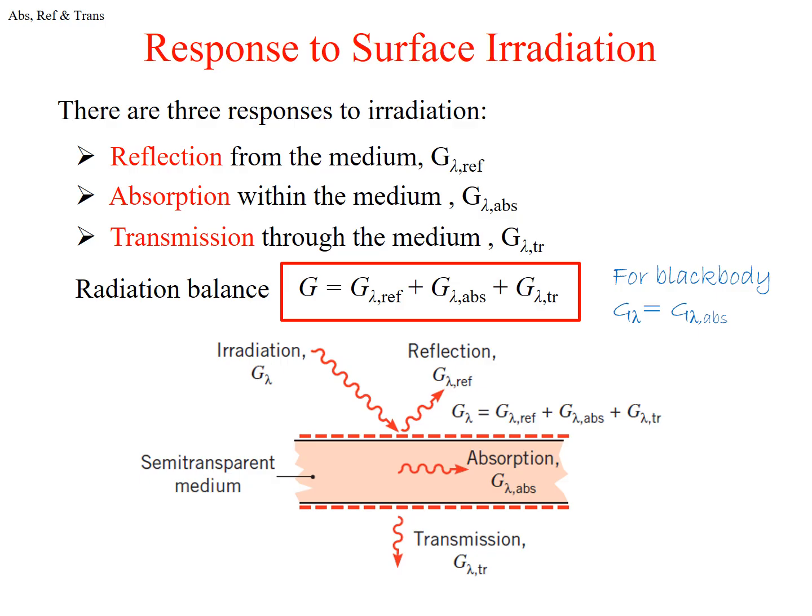For example, for a black body, all the radiation on the surface will be absorbed. A black body by nature absorbs all the incident radiation on its surface. None of that radiation will be reflected back to other surfaces, and it will not be transmitting radiation.